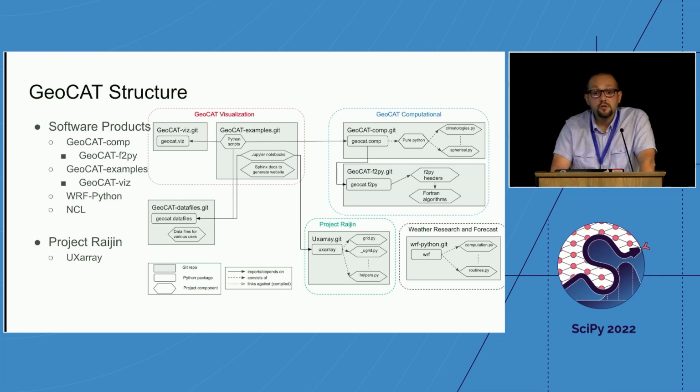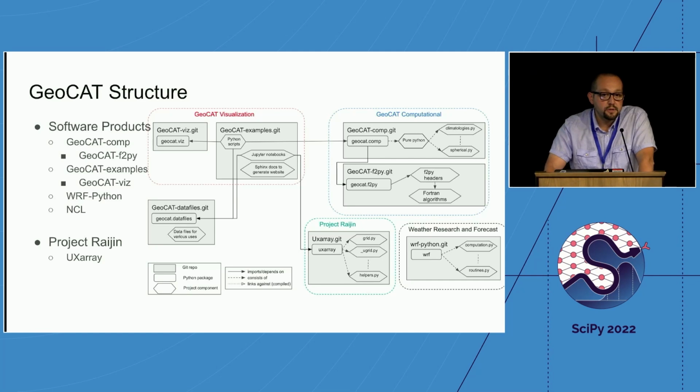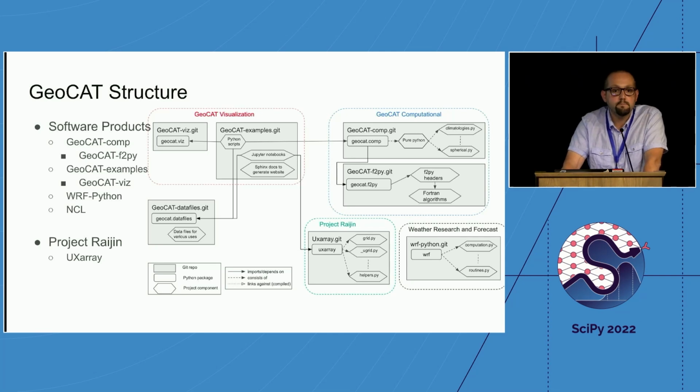Other than those, there is the GeoCAT data files. It is nothing more than a GitHub repository that houses several hundreds of dataset files, small dataset files for local data analysis or visualization purposes. But at the same time, we can still consider it as a lightweight software tool because it provides an interface with the help of the Pooch package to access files through HTTPS or local storage.